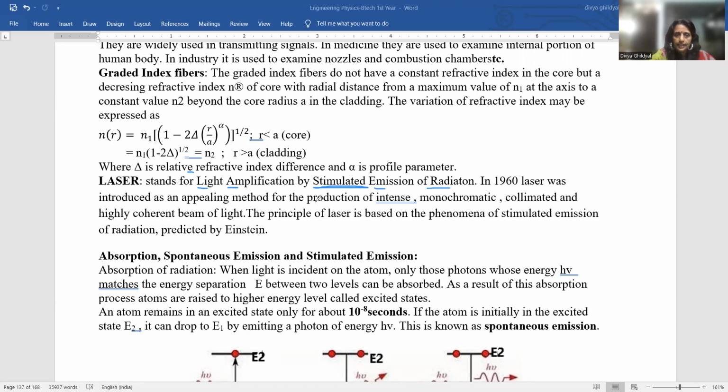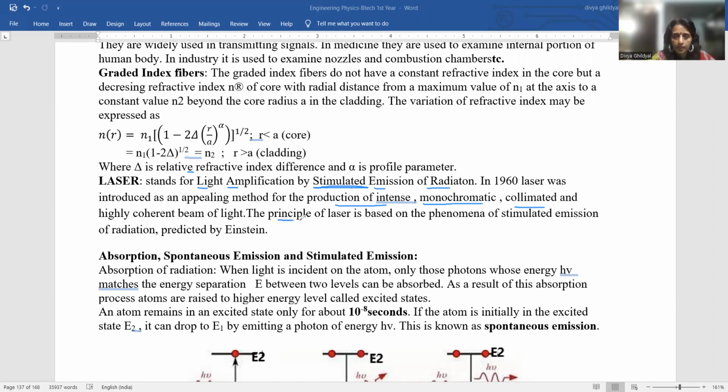It means that we go for some man-made technique to stimulate the process of emission of light that is known as laser. The general properties of laser beam are that laser beam is highly monochromatic. It is collimated. It has a very high intensity, highly coherent and directional beam.